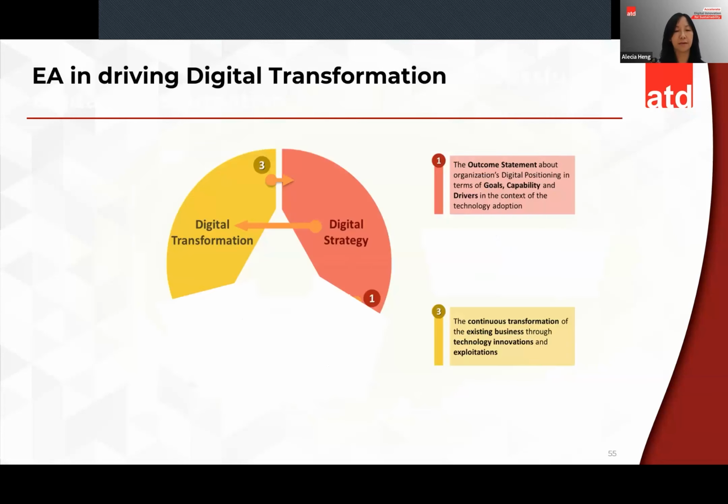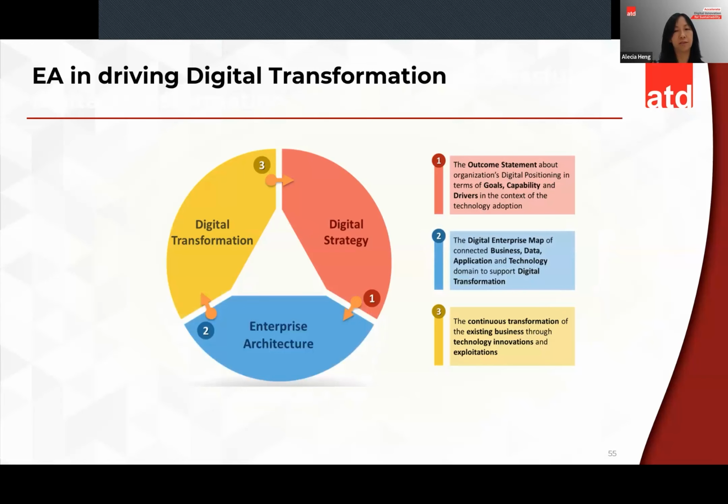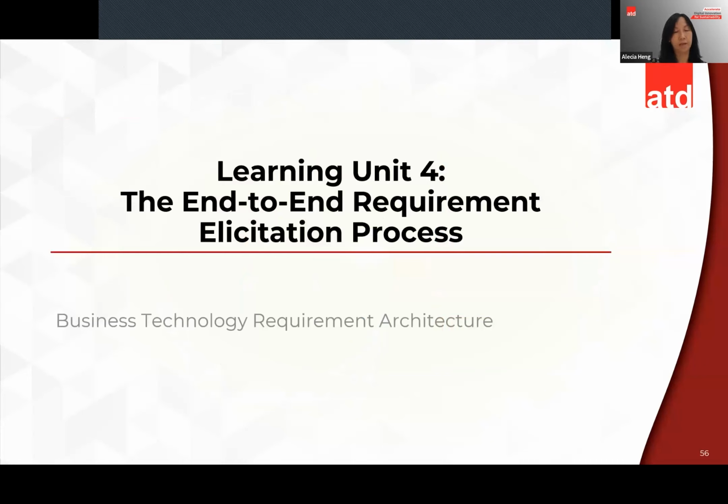So what this means is that in the past, when we had an initiative, we always came up with a digital strategy, which will define the goal, capability, and driver for the technology adoption. And many of the time, we go straight into transformation, whereby we straight away look for a solution, look for vendors, without looking into the overall of what we have today and what we want to achieve in the future. This is where enterprise architecture comes in, whereby we will look into business, data, application, and technology domains in order to support our digital transformation. So this is what you will learn during section 3.